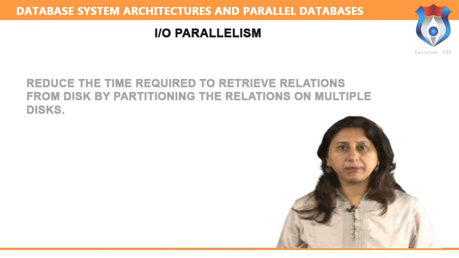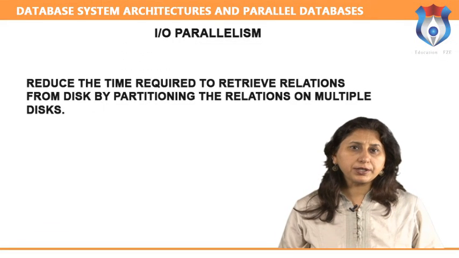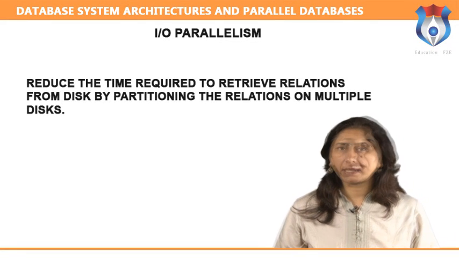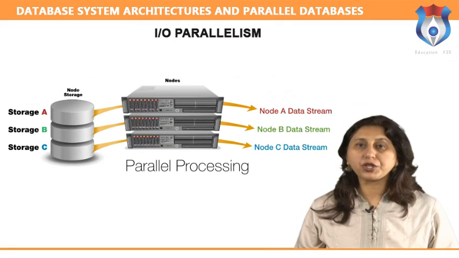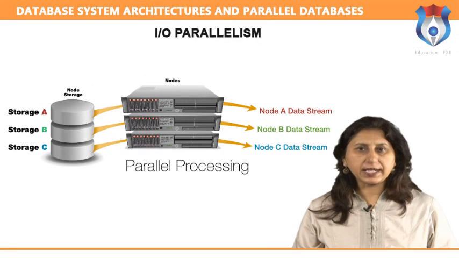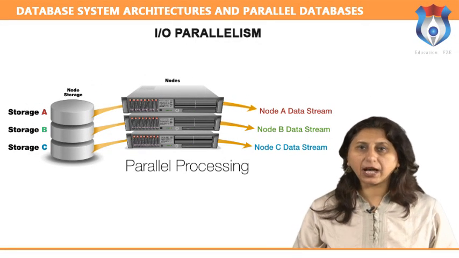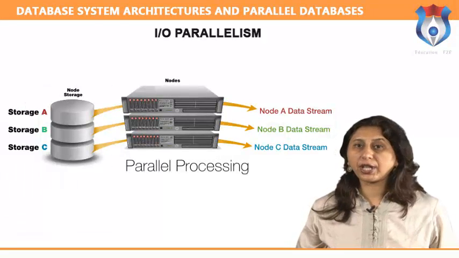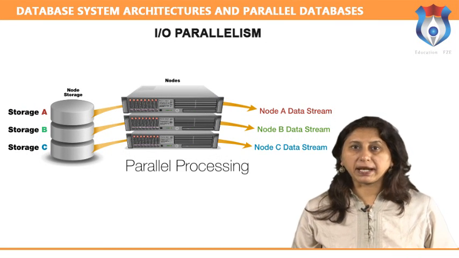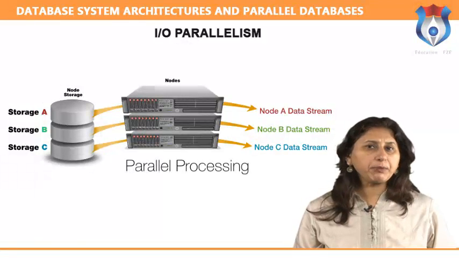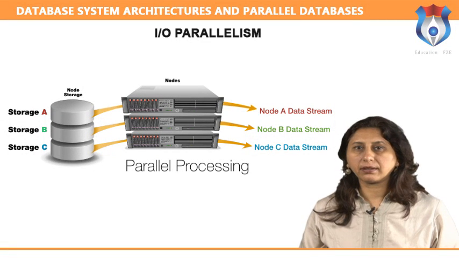Input-output parallelism: reduce the time required to retrieve relations from disk by partitioning the relations on multiple disks. Horizontal partitioning: tuples of a relation are divided among many disks such that each tuple resides on one disk. Partitioning techniques: the number of disks is equal to n.